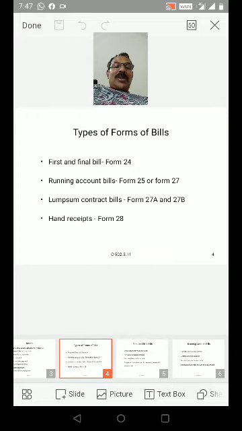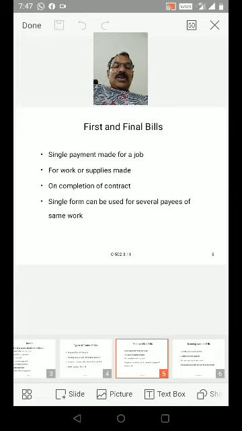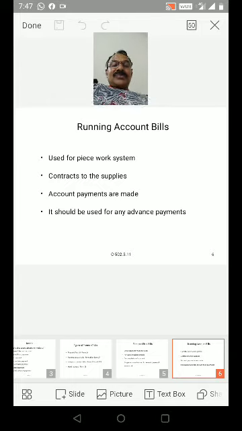This first and final bill in the types of forms of bills, this is first one, first and final bill form 24. Then running account bills form 25 or form 27. Running account bill, that is second type of forms of bills. Running account bills used for piecework system. So work is split into pieces.